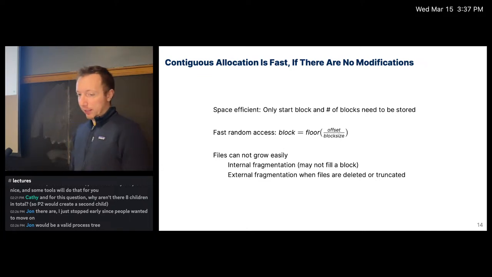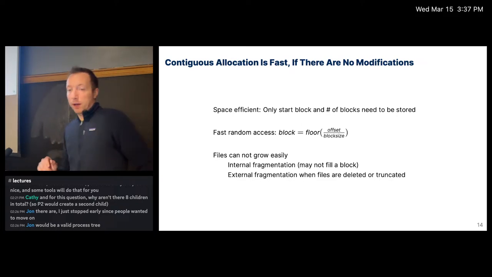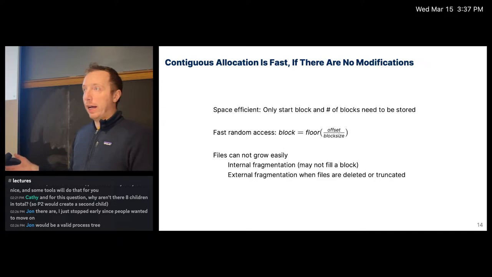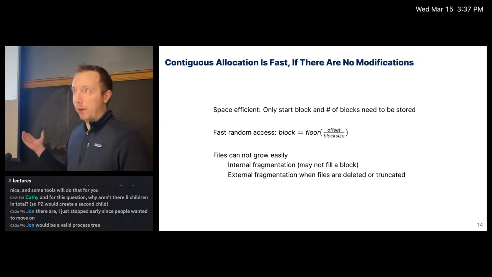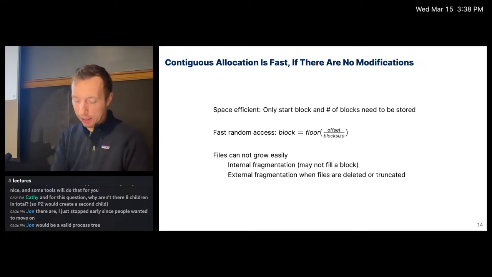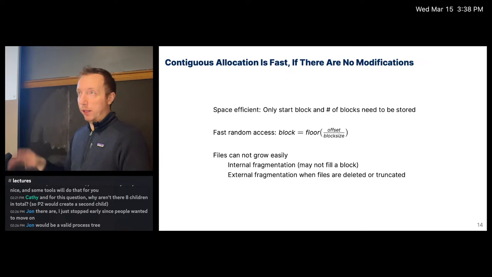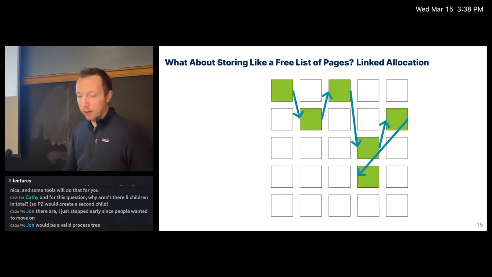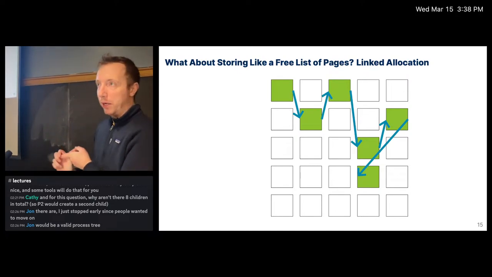I can directly look it up because it's essentially like an array lookup. But files can't grow easily. There's internal fragmentation. Remember, we talked about fragmentation, where it's essentially just wasted space. Since the file system only cares about blocks and pages, and they're all the same fixed size, we don't have to worry about any external fragmentation when files are deleted or truncated, because one block is just as good as the other. But we're going to have some internal fragmentation where, if I have a file that's only 10 bytes and a block is 4,000 bytes, most of those bytes are going to be wasted, but that's just what file systems do. That's the trade-off they have. Every file system is going to have that trade-off where they only deal with blocks and they don't care about individual bytes.